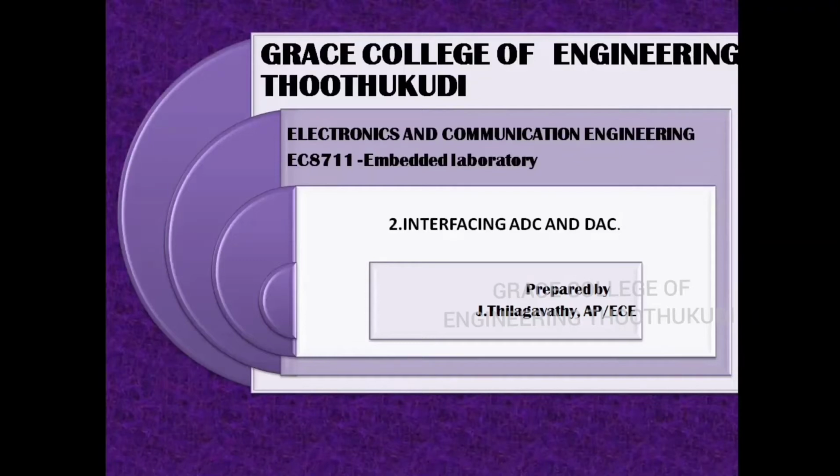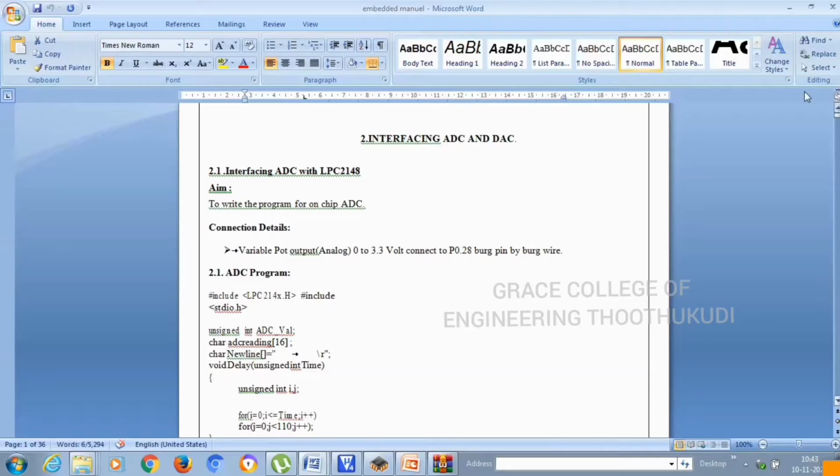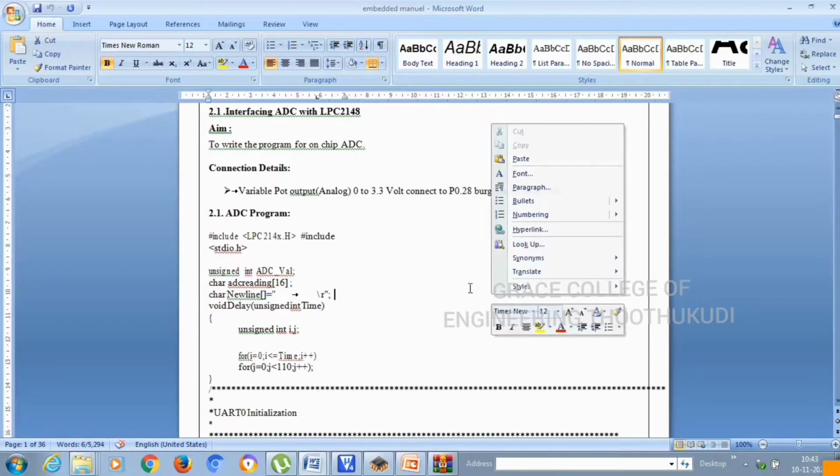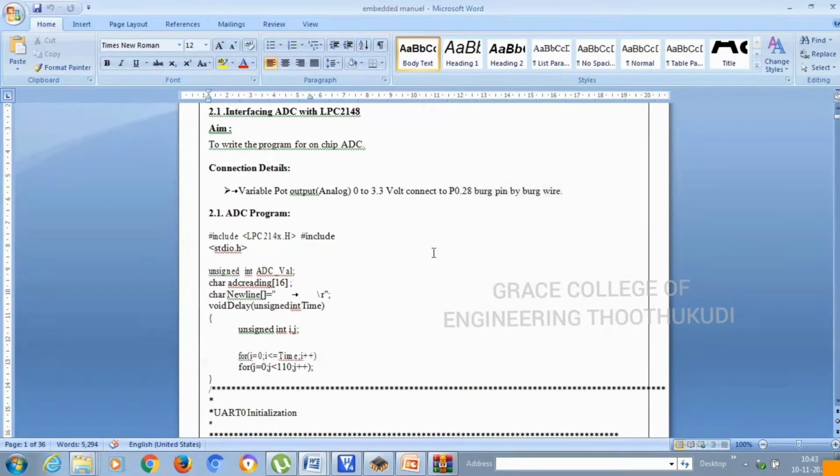Second experiment, interfacing ADC and DAC in embedded laboratory. Bug pins. Next, ADC program. In ADC we are going to see 1 program, and in DAC we are going to see 3 programs.